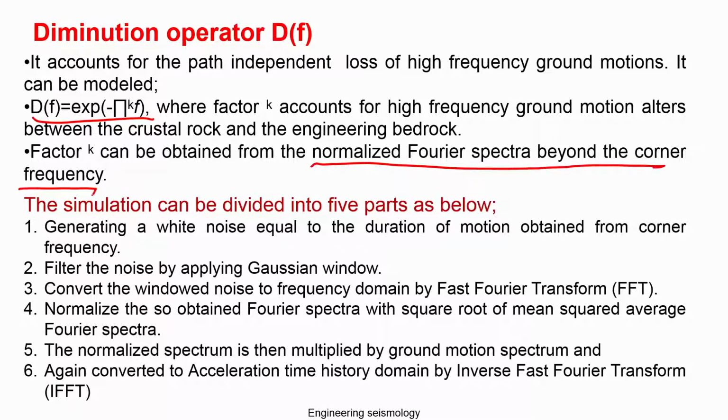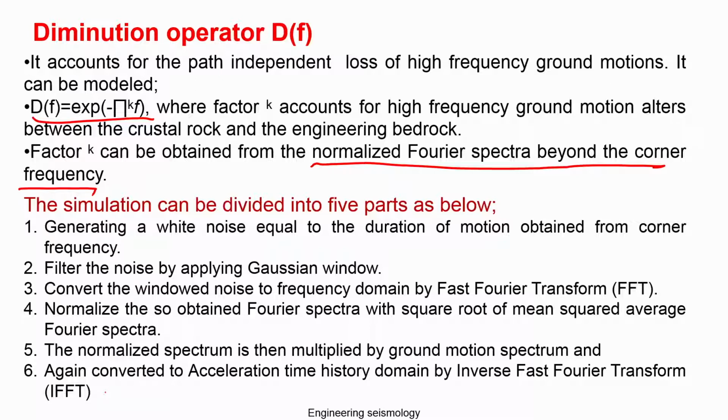The simulation steps we discussed in detail can be clubbed into six simple steps. One is generating white noise equal to the duration of the motion obtained from the corner frequency, and then filtering the noise by applying a Gaussian window. Convert the windowed noise to the frequency domain by fast Fourier transformation, and normalize the Fourier spectrum with the square root of the mean squared average spectrum. Then multiply the normalized spectrum by the ground motion spectrum, and again convert to the acceleration time history by the inverse Fourier transformation.